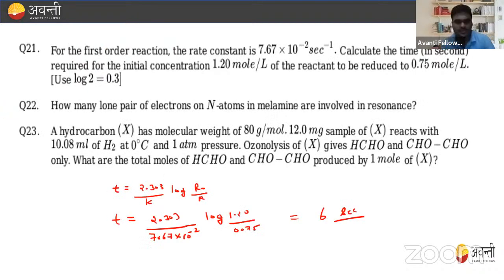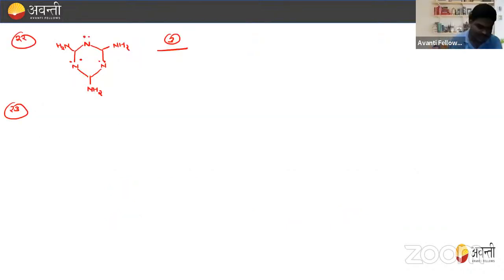A hydrocarbon X has a molecular weight of 80 gram per mole. 12 milligram of X reacts with 1.08 ml of H2 at 0 degrees Celsius and 1 atm pressure. Ozonolysis of X gives only SCHO and CHO, CH2. What is the total mole of SCHO and CHO produced by 1 mole of X? So you have to identify this.